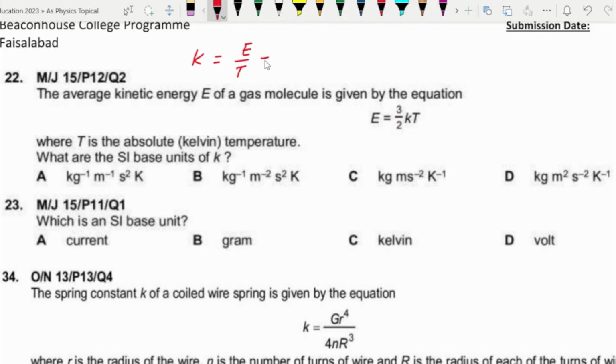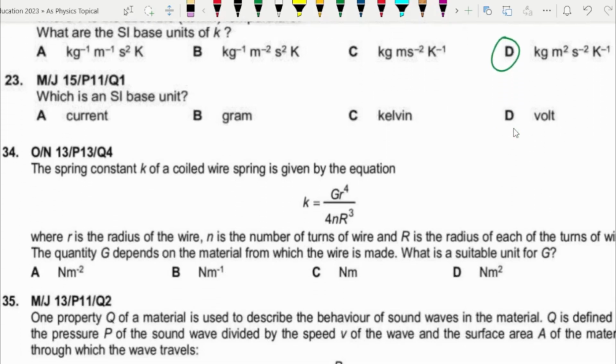What is E? E is the energy or work done is the same thing. इन दोनों के units आपके same थे. What were the base units? kg m2 s minus 2 divided by the SI base unit of temperature, which is Kelvin. So kg m2 s minus 2 K minus 1. So for 22, D should have been the right answer. It corresponds to this thing. Let's take a look at the next one, which is the SI base unit.